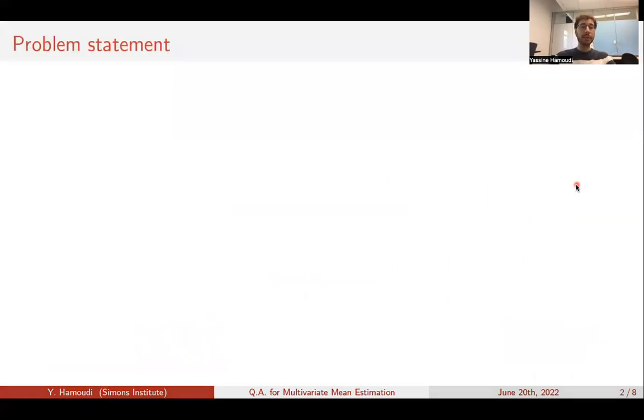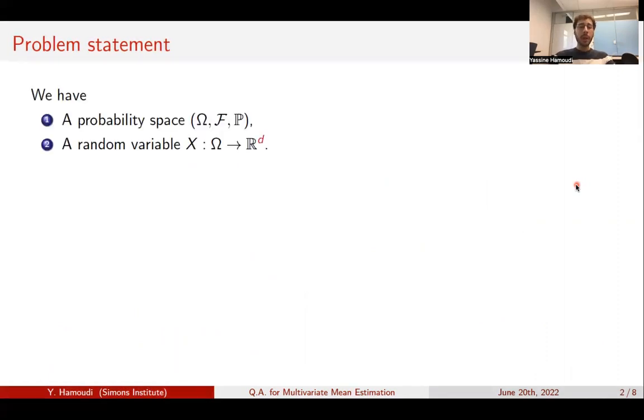The statement of the mean estimation problem is the following one. We have a random variable x defined over some probability space, taking value in a d-dimensional space defined over the reals. The parameter d, which is important for our case, is the dimension, and it will be larger than 1.